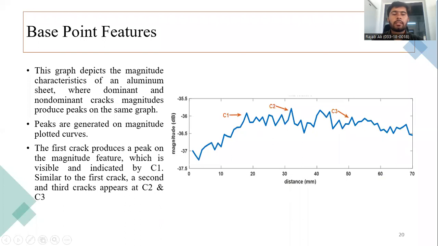To detect and analyze these cracks, we have used different algorithms of base point features. This graph depicts the magnitude characteristics of the aluminum sheet, where dominant and non-dominant crack magnitudes produce peaks on the same graph. We have drawn three cracks on our aluminum sheet, which can simply be identified, and we have labeled these cracks C1, C2, and C3. They generate a peak when our probes reach the central position of the cracks.